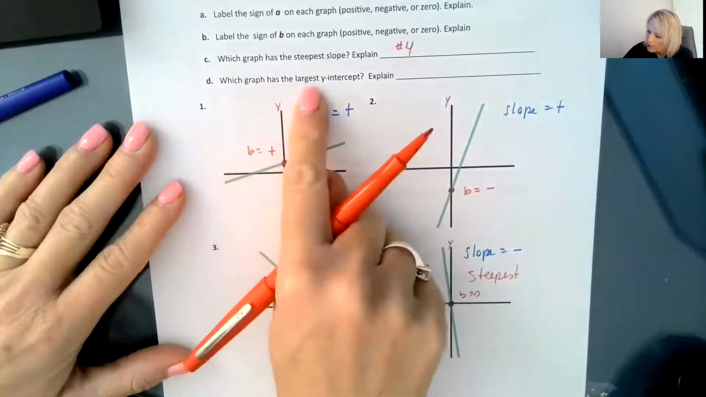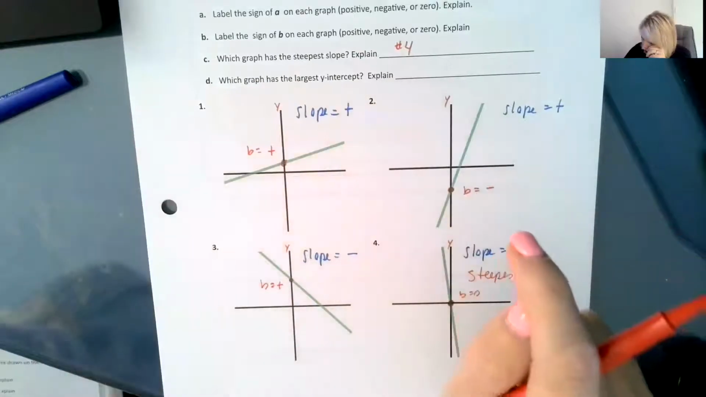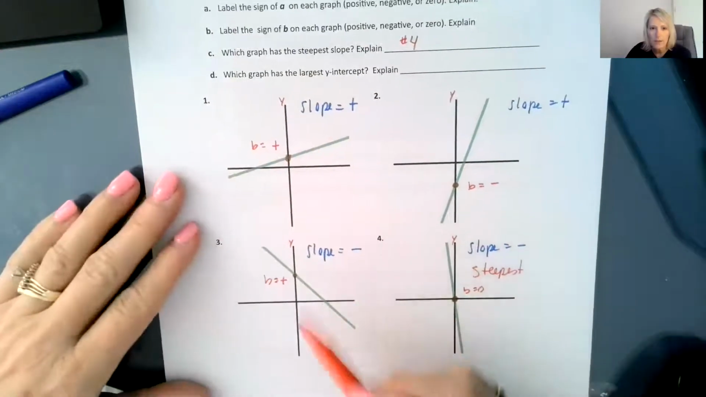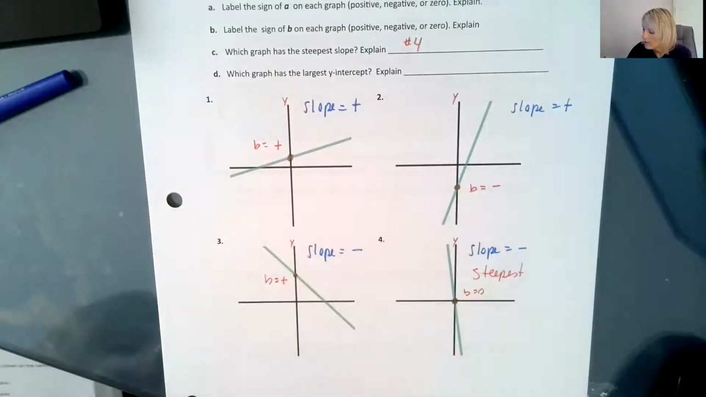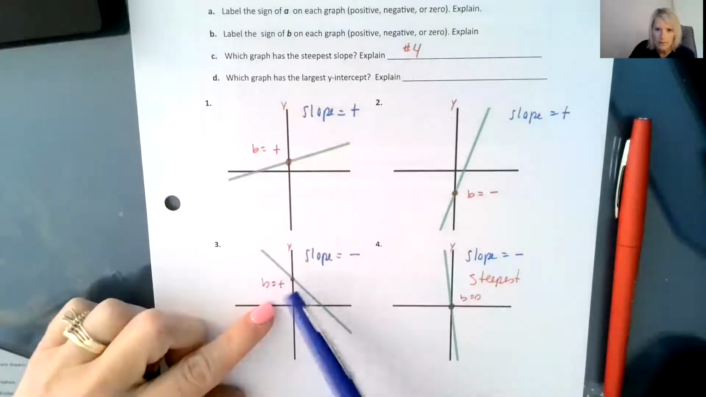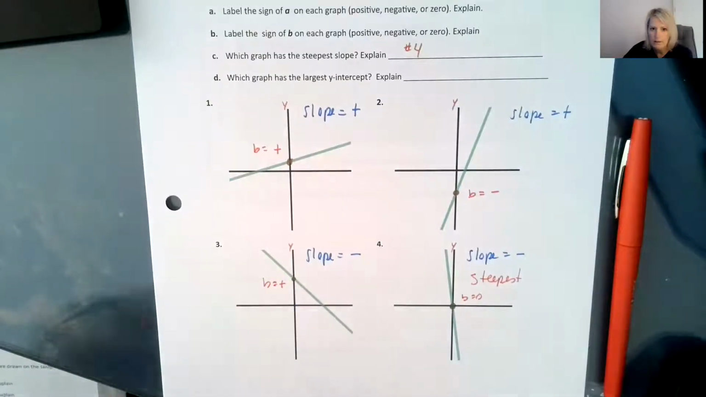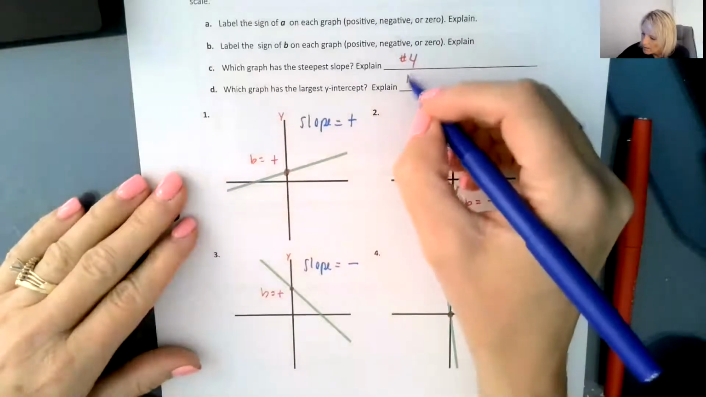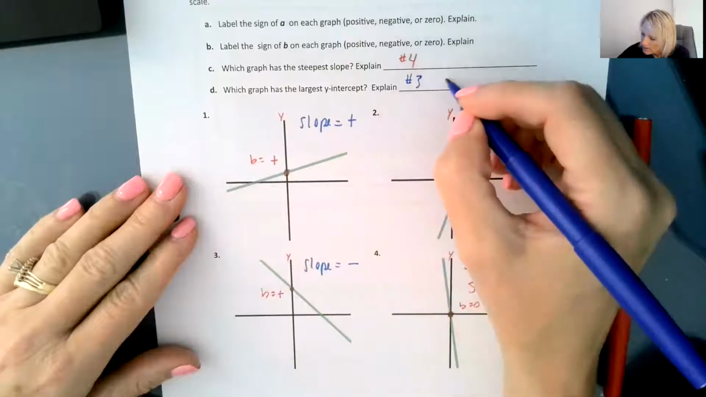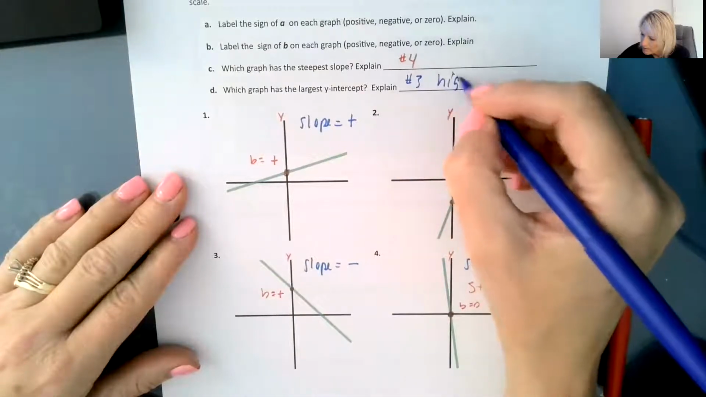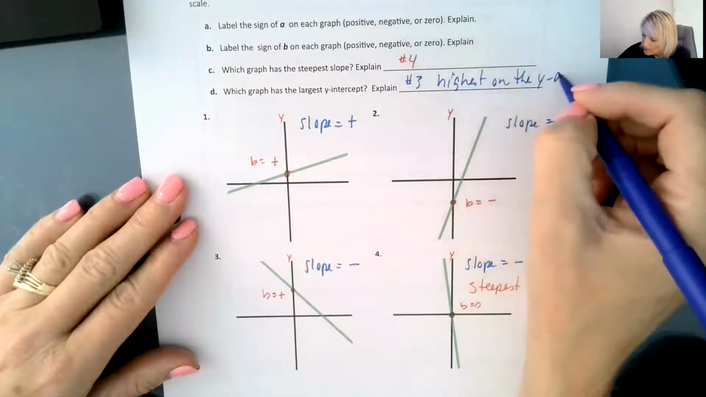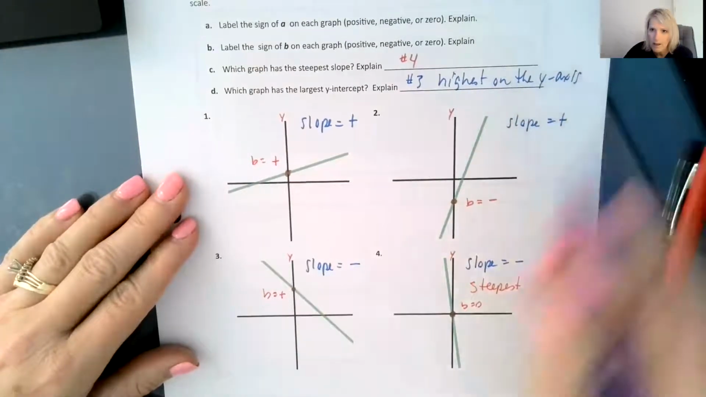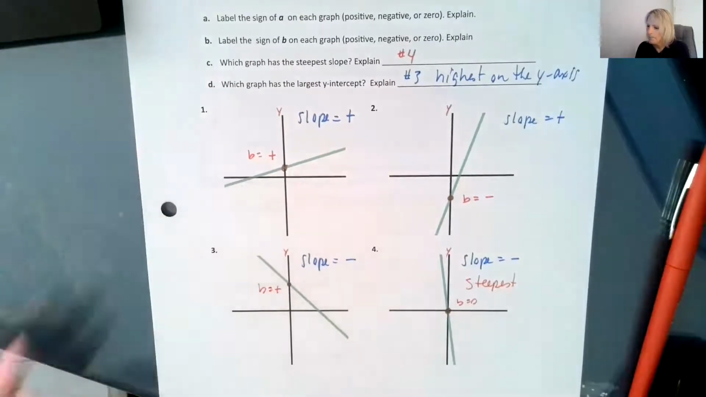Which graph has the largest y-intercept? So the largest y-intercept would be the highest on the y, and that would have to be number 3. This has the largest y-intercept, and it's highest on the y-axis. That's how we know it's the highest y-intercept.